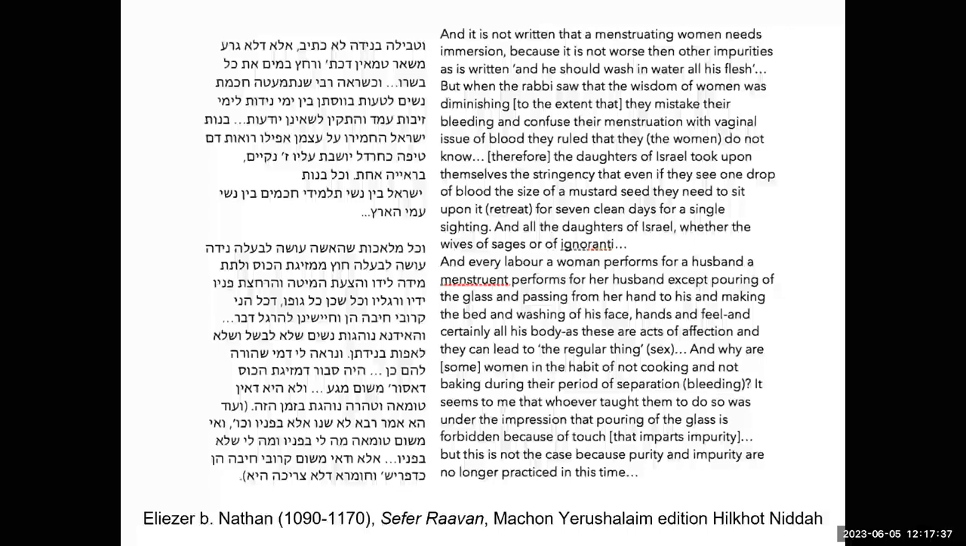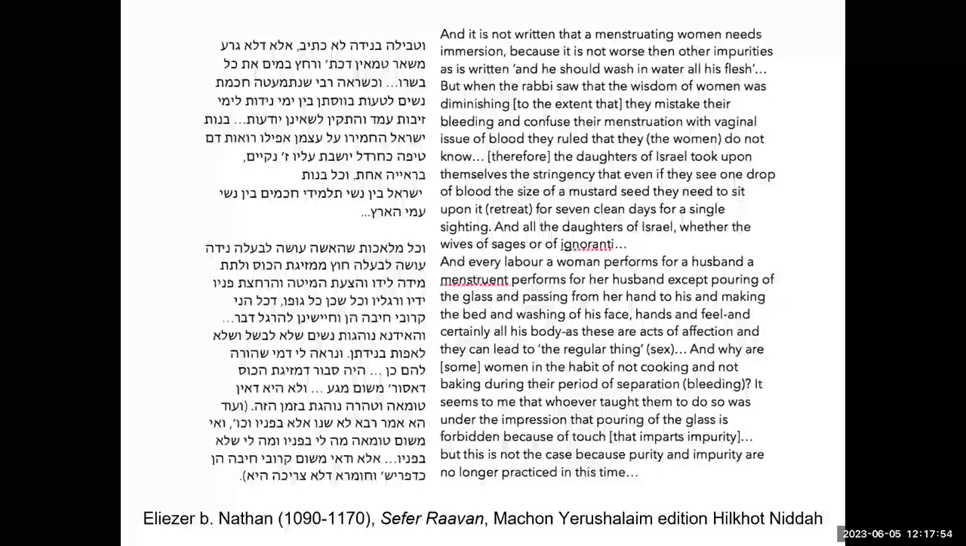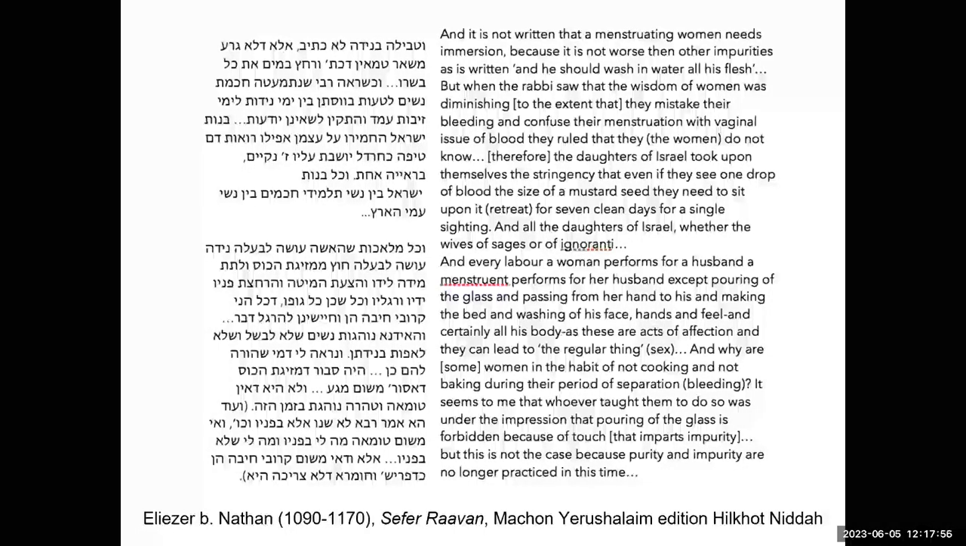I'll just paraphrase. As you can see in the bottom section on the right, the rabbi here, who is by far my favorite Tosafist, is Rabban Rabbi Eliezer Ben Natan, and he's talking about the fact that some people think that apart from the three things which are disallowed from a menstruating woman to do for her husband, which is the pouring of the glass and washing of his face and hands and making of his bed, some people also refrain from eating food that she has made.